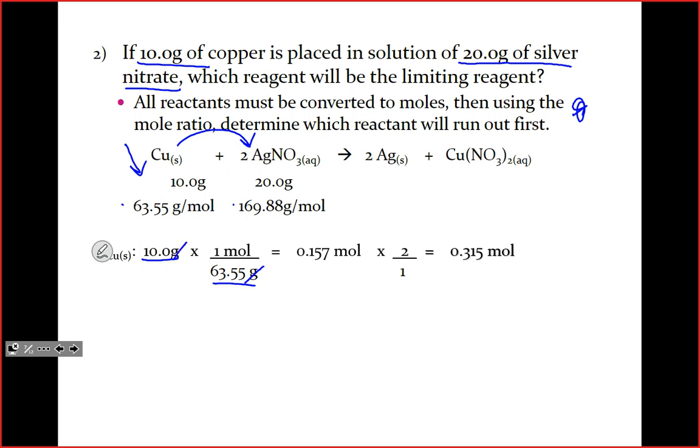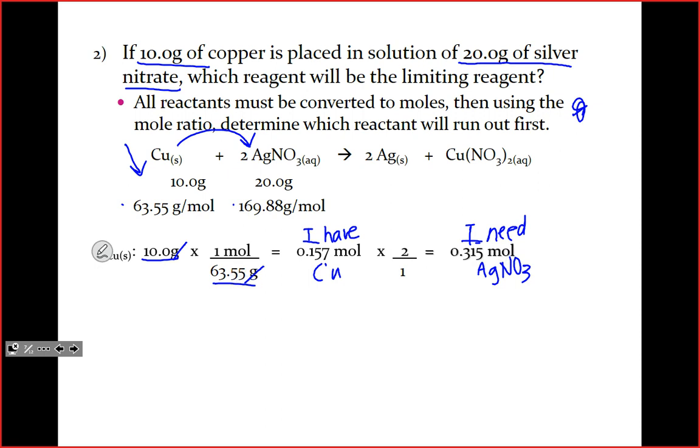You have to get to moles, kiddos. I have 0.157 moles of copper. Here's my molar ratio. Here's my copper, and here's my silver nitrate. And this is what I need of silver nitrate. So far, it's not telling you much, but we're almost there.